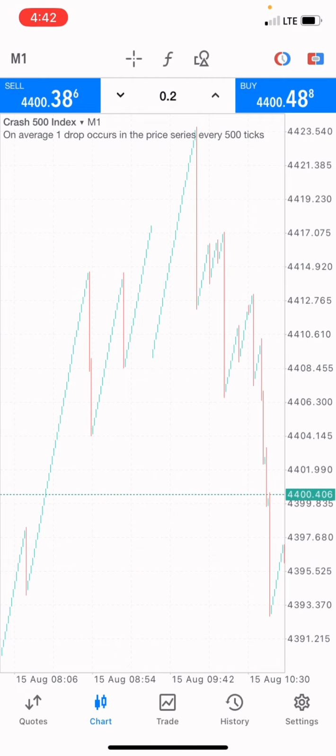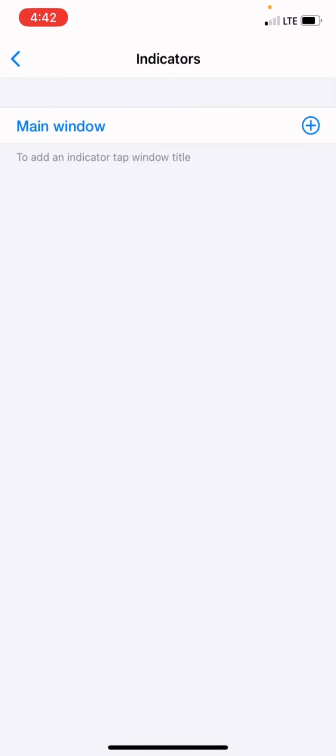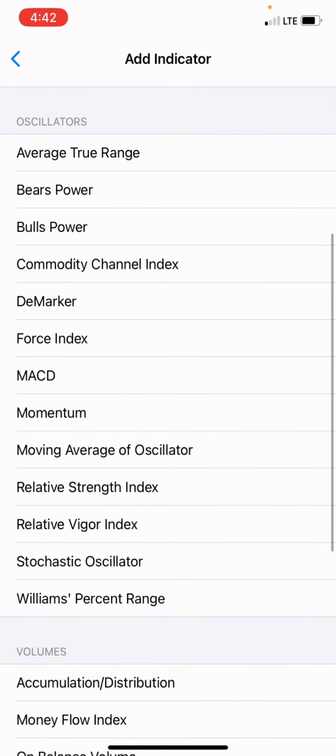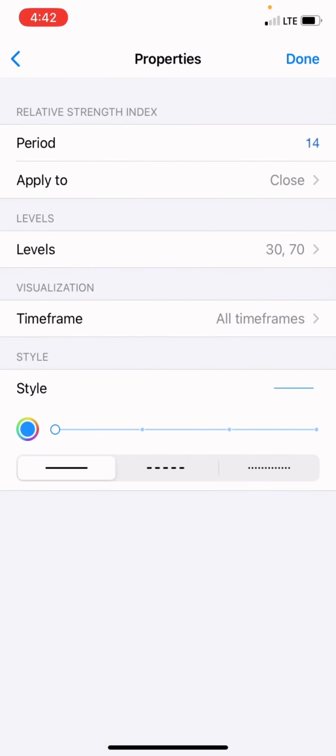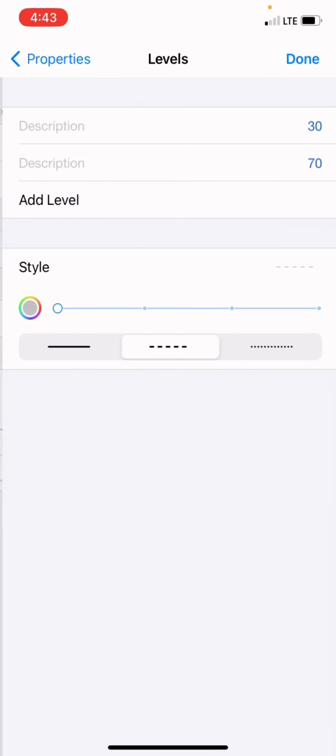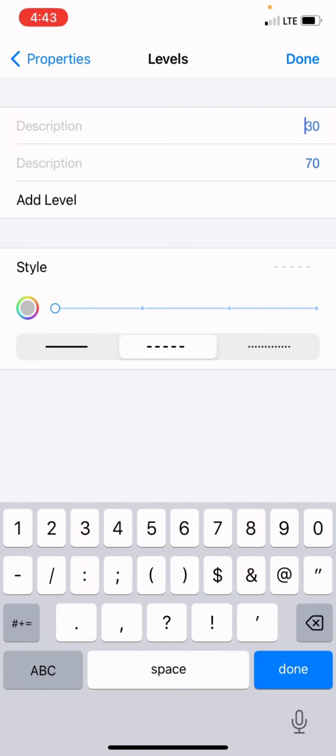We're going to be using the RSI, that is the relative strength index, and the moving average of oscillator. We're going to choose the RSI. The period is going to be 14, and we're going to apply it to close right here, just so you can see. Then the levels, we're going to choose level 90 and level 10 for the strategy.